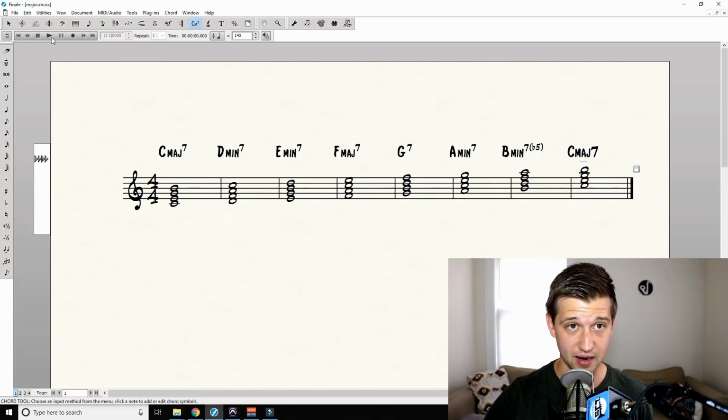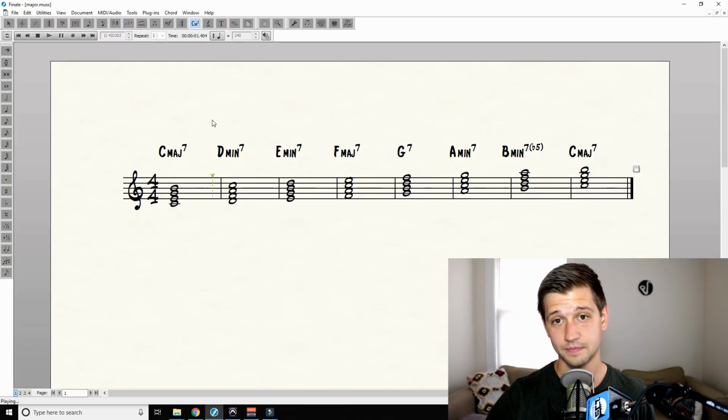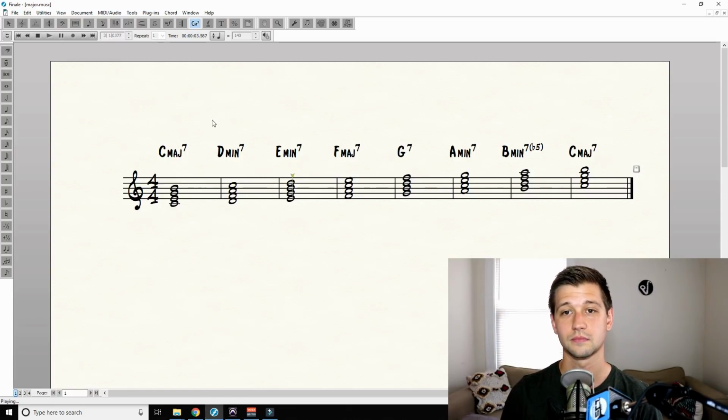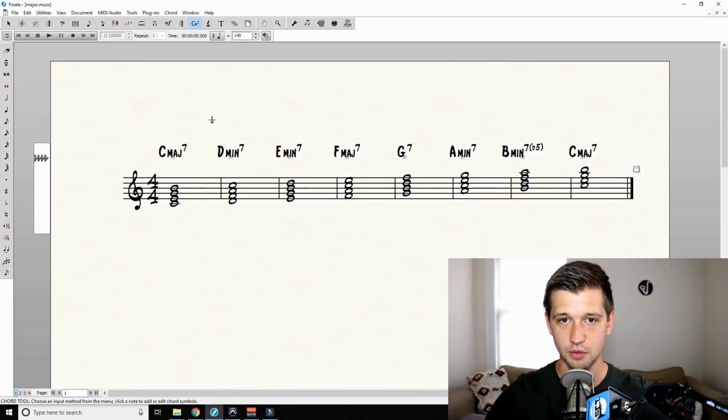So let's take a listen to that really quick. Okay, so there you go. Harmonized major scale with seventh chords.